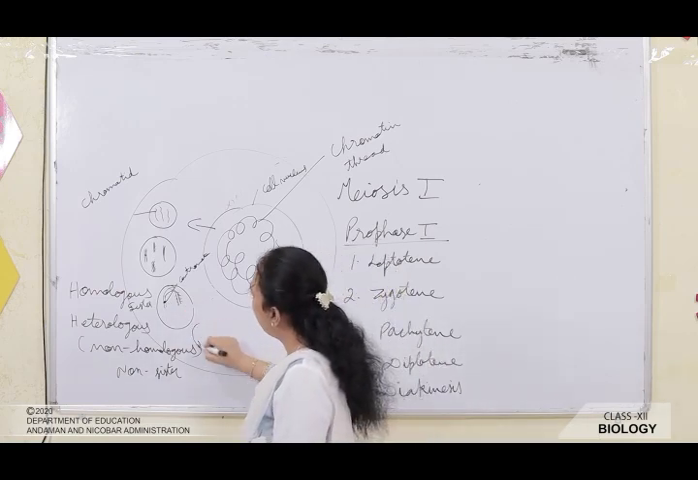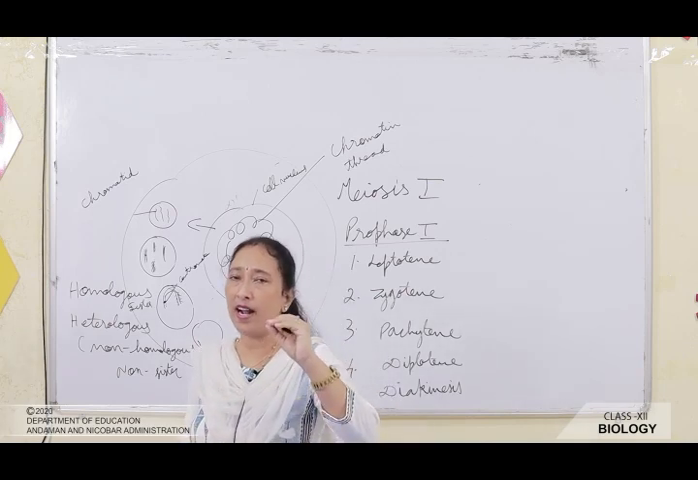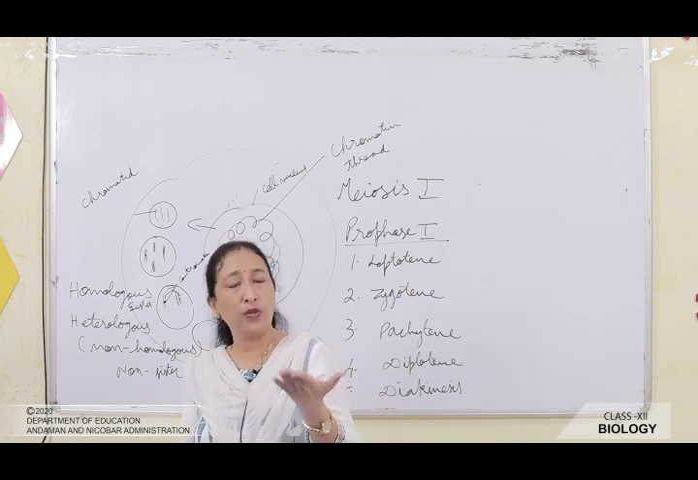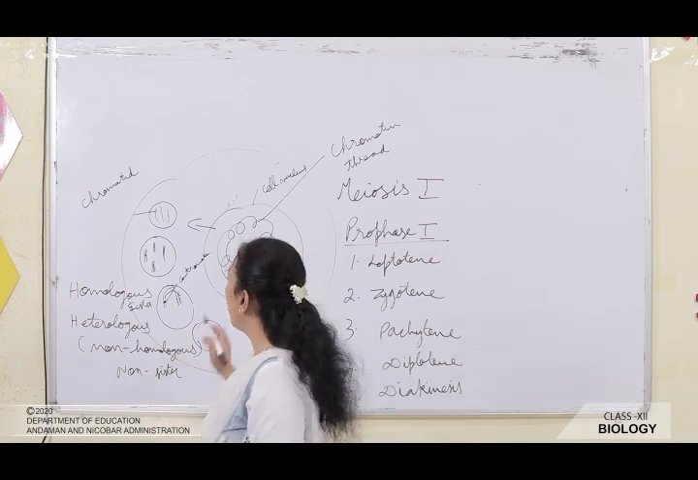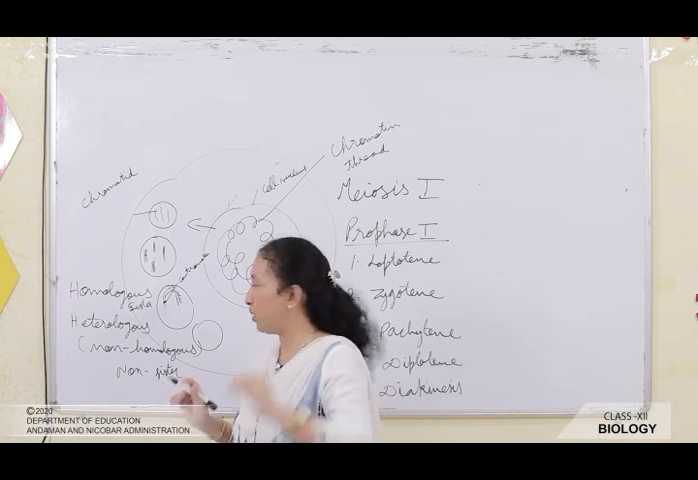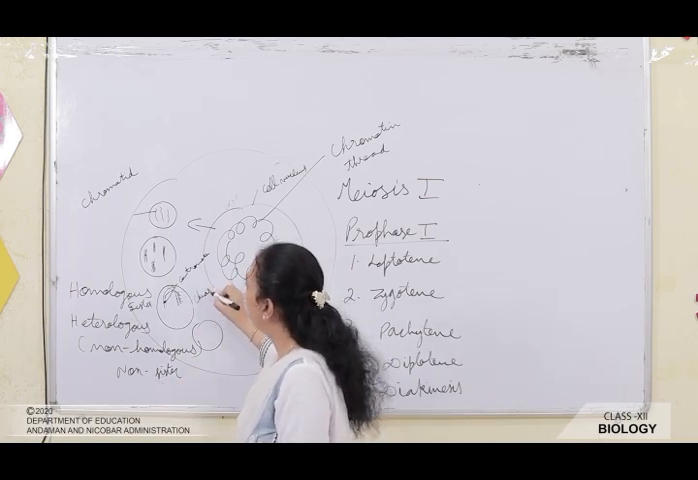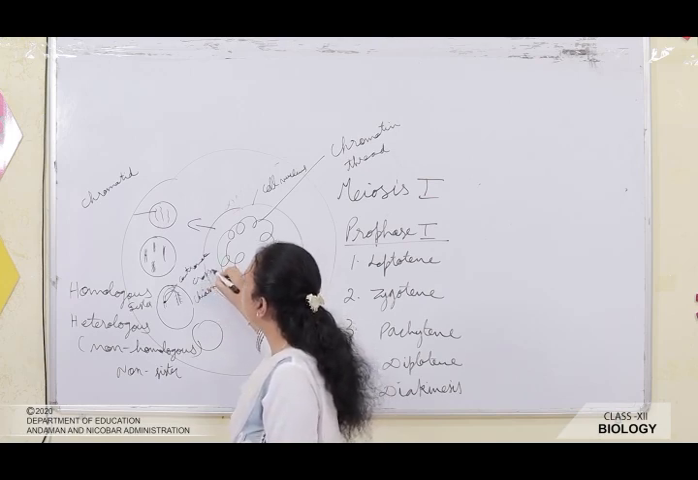Then in the diplotene stage, what happens? When crossing over takes place, it occurs at particular points. We have already seen that in class 11 during your cell cycle and cell division; I am just repeating it. There are specific points where the crossing over takes place. Those points are known as chiasmata.